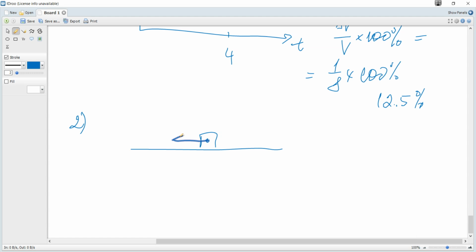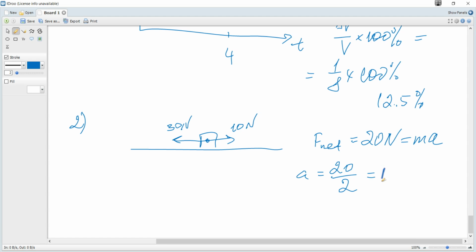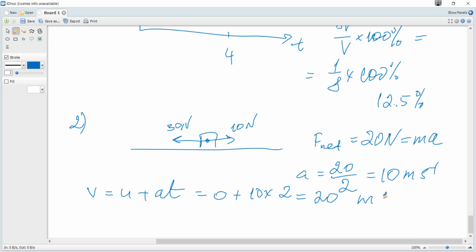So, driving or the thrust force of 30 newtons, frictional of 10. So we can see that resultant, the net force, is 20 newtons, and we know that F is ma, so acceleration is 20 over 2, it's 10 meters per second squared. And v is u plus at, it's 0 plus 10 times 2 seconds, it's 20 meters per second, it's b.